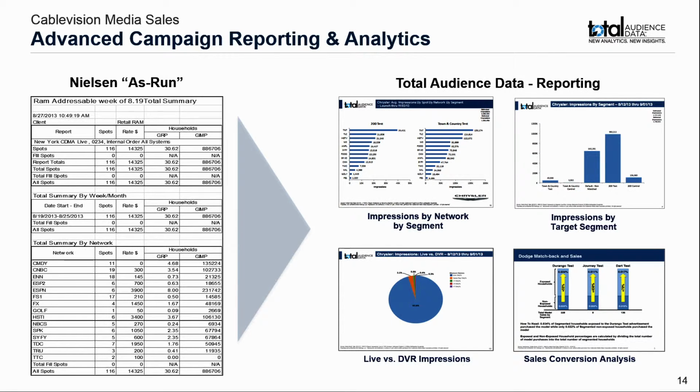At the end of the campaign, you get a linear as-run report that shows how many spots ran against which networks and day parts and how many GRPs. On the right is an example of what we're delivering, which is impressions by network and segment. So if a client had 3 or 4 different, say, auto segments, upscale SUV, mid-level sedan, we could actually cut the impressions report based on how many impressions were delivered against each of those target audiences.